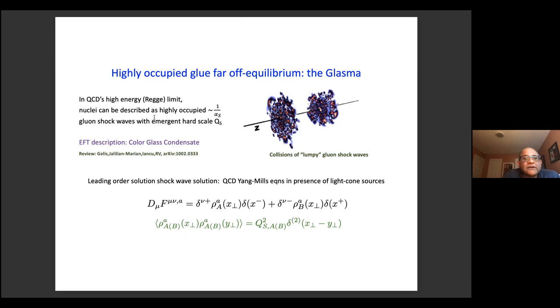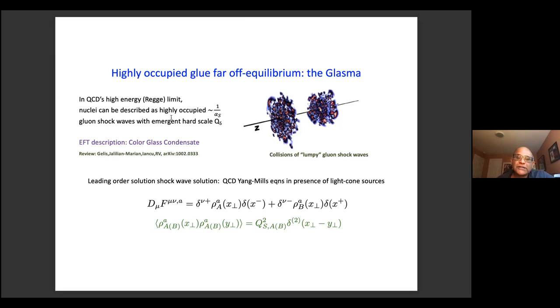And there's an effective field theory description called the color glass condensate. I'll just refer you to this review here if you're interested. There's an enormous simplification of the problem because of this high occupancy, because to leading order, you can understand these extremely complex collisions as collisions of lumpy gluon shockwaves. They're lumpy on some scale, which is much smaller than the size of the proton, but they can be treated as classical fields that are colliding. And so we know then in QCD how to treat this problem. It's the solution of the Yang-Mills equations with sources, which are the other degrees of freedom in the problem, corresponding to so-called valence gluons and quarks.